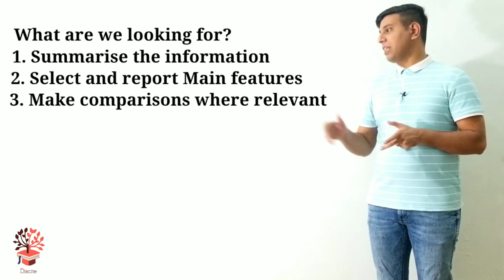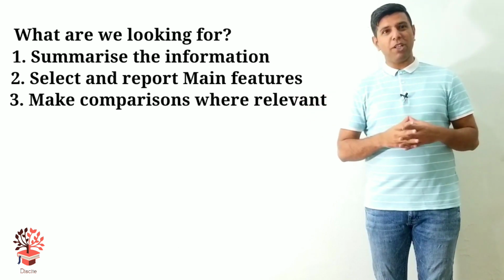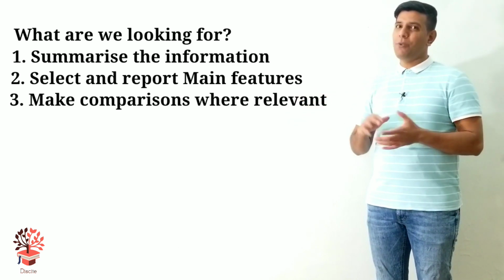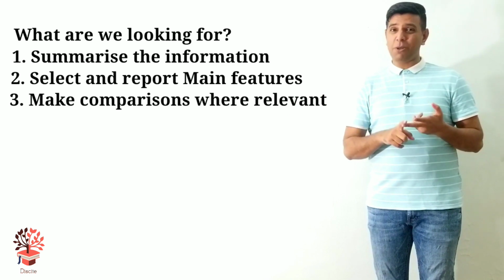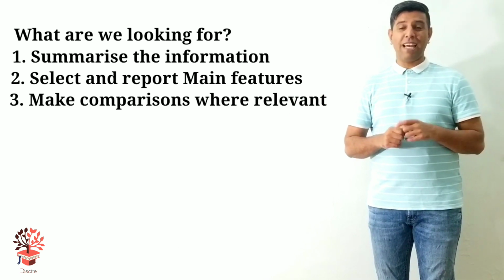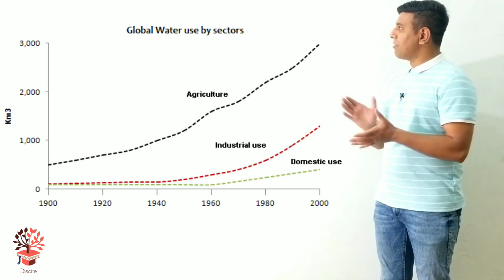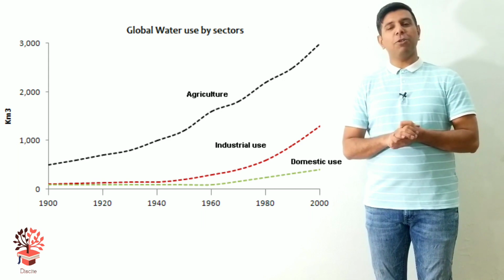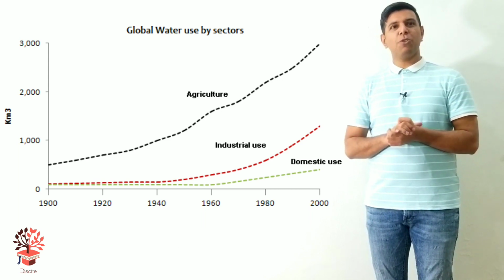And in the table too, because we have a bit of information, the same goes for the table. We have to select and report, we have to summarize the information, and we need to talk about the main features and make comparisons where relevant. So now, since you have this line graph in front of you, let's have a look at the line graph first. So what do you have?